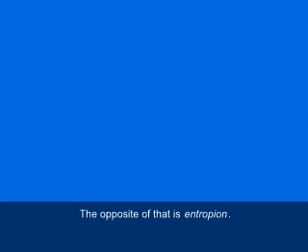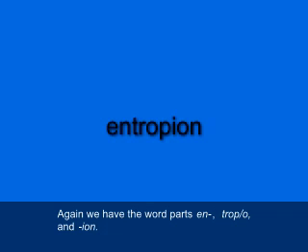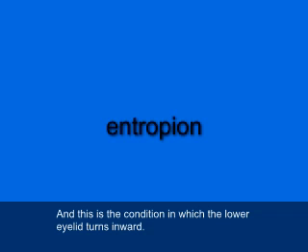The opposite of that is entropion. Again, we have the word parts en, tropo, and ion. And this is a condition in which the lower eyelid turns inward.